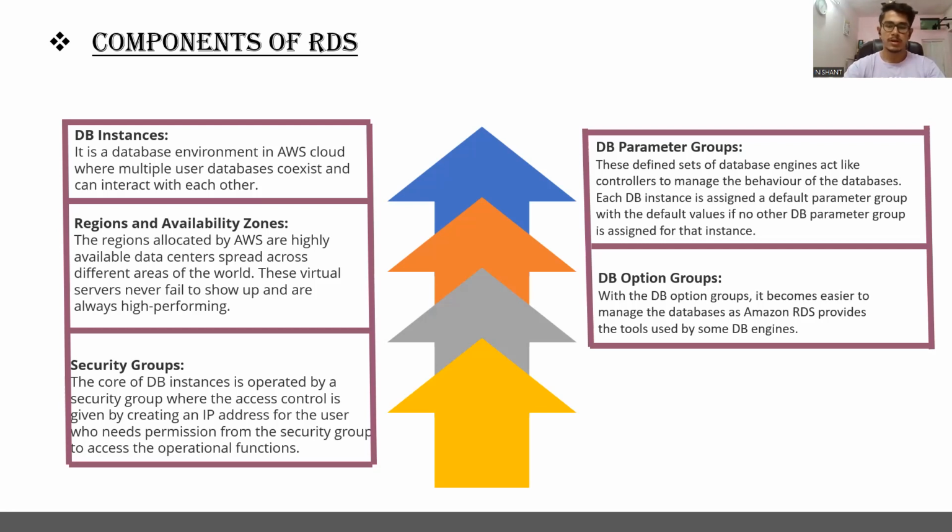The next component is database parameter groups. These defined sets of database engines act like controllers to manage the behavior of the databases. Each database instance is assigned a default parameter group with the default values if no other parameter group is assigned for the instance. The next component is database option groups. With the database option groups, it becomes easier to manage the databases, as RDS provides the tools used by some of the database instances.